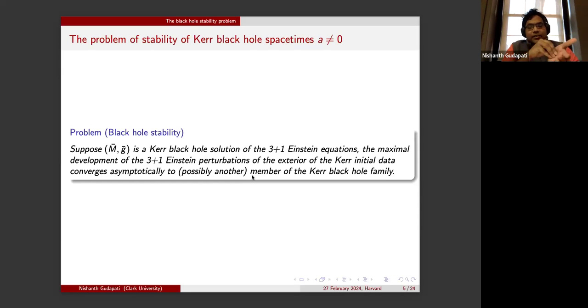So for us mathematicians, stability means that if you perturb the solution a little bit within the class of the equations for which it is a solution, it's expected that the perturbations eventually converge to another member of the Kerr family of black hole spacetimes. So the perturbation should also be a black hole. It has to be a black hole spacetime, in the Kerr family of black hole spacetimes. Okay, so that's a very elaborate and difficult problem, and some spectacular progress has been made in recent times.